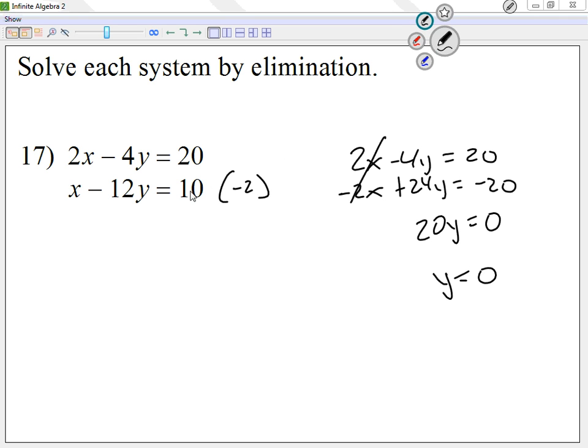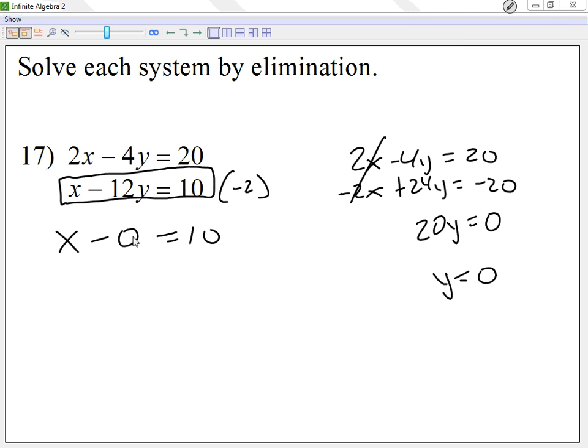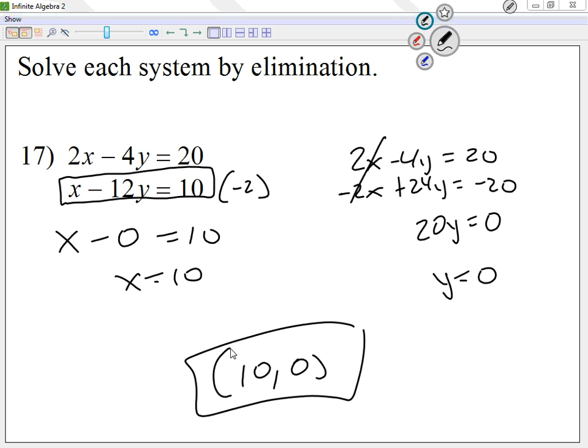For x, let me choose, once again, this equation. So I have x minus 0 is equal to 10. Remember I just went 12 times y, and I know y is 0. So x minus 0 is 10. I know x equals 10, so my solution will be 10, 0. Why did you times it by negative 2 instead of 2? I times it by negative because I want it to be negative 2x. If I would just multiply it by positive 2, then they don't quite cancel out.